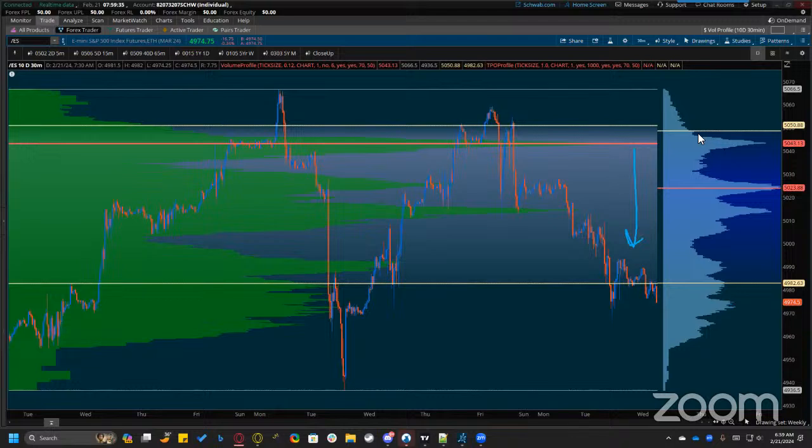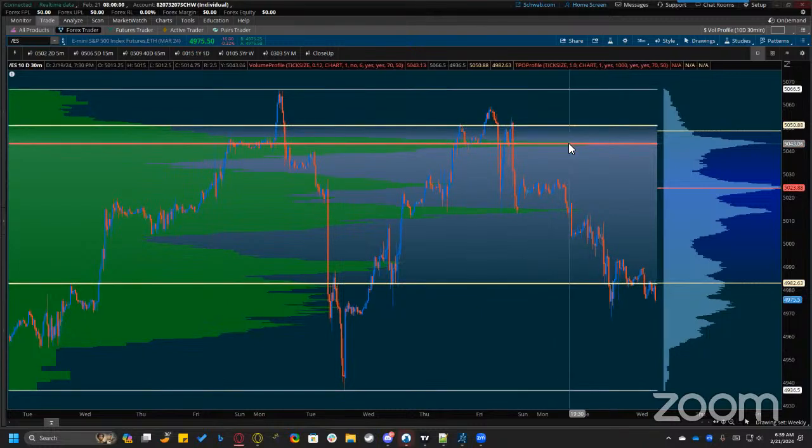Otherwise, 5043 is the point of control, and it's a ceiling. Now we can get through it, right? Any pivot point can be broken, but that is where the most volume happened. I don't want to say it's support or it's resistance or any kind of language like that. It is where the most volume happened.